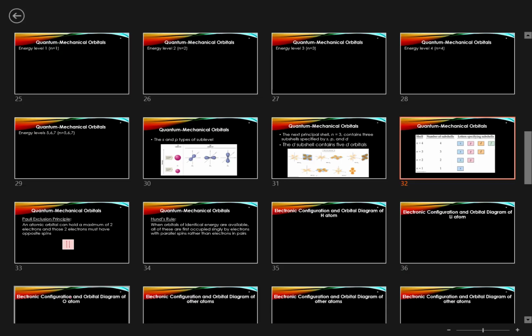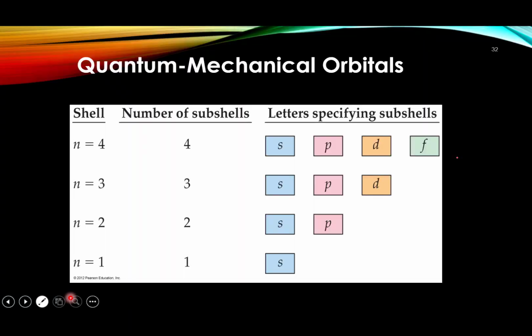And then in order for you to know how many electrons are in each energy level, use that equation: 2 times n to the power of 2. You will know how many electrons are in each energy level.